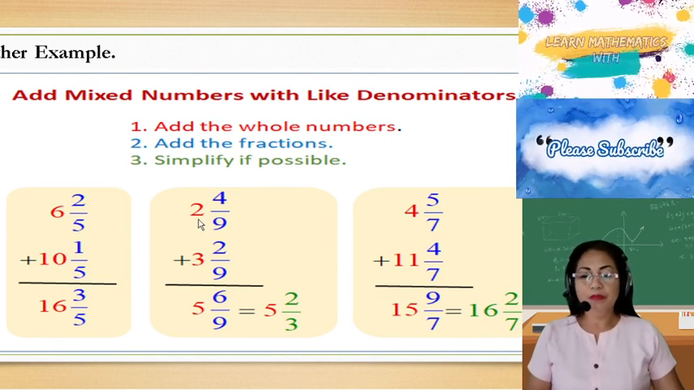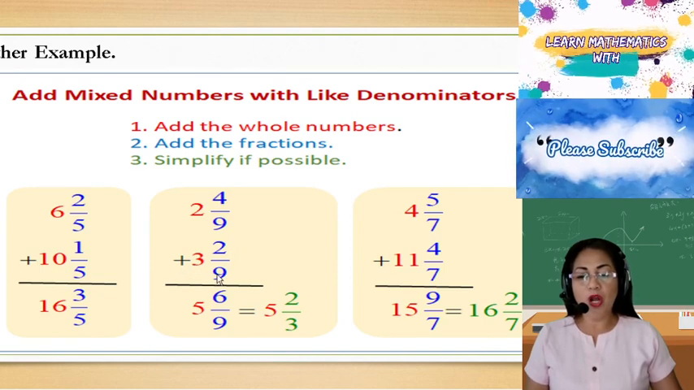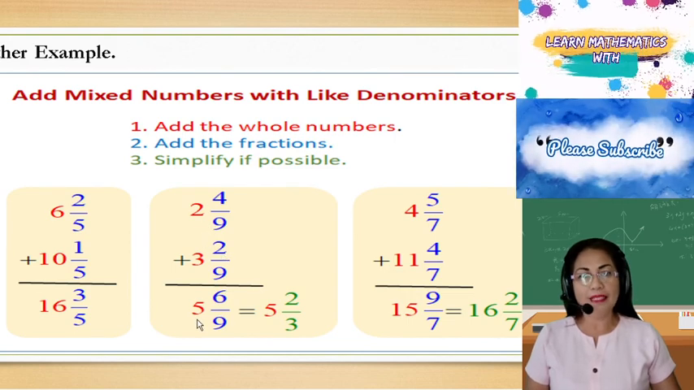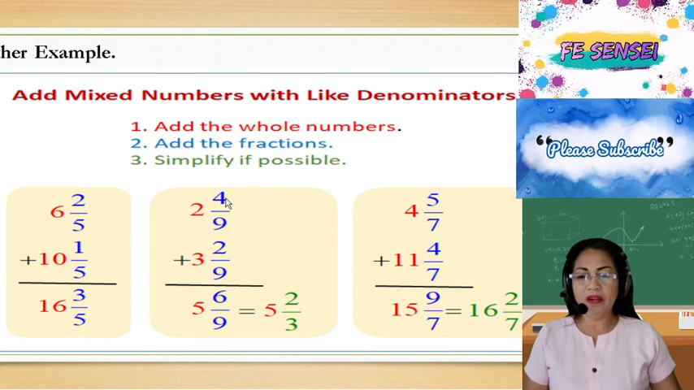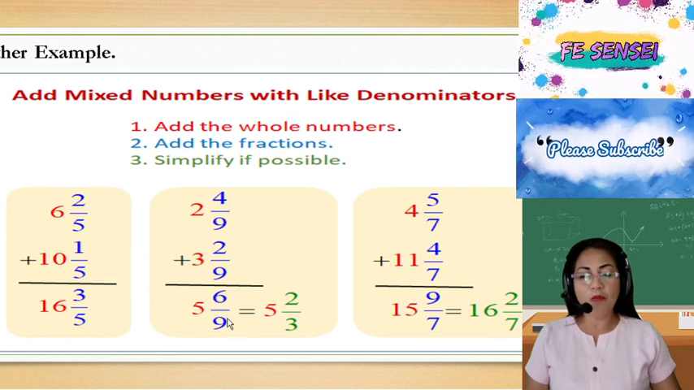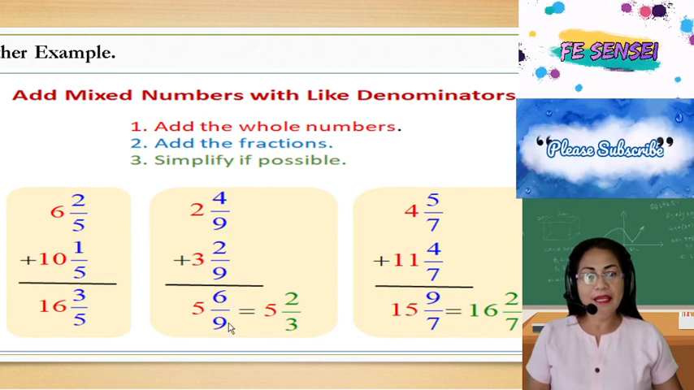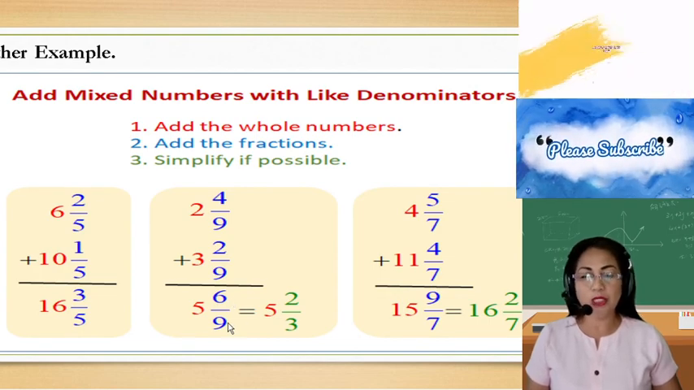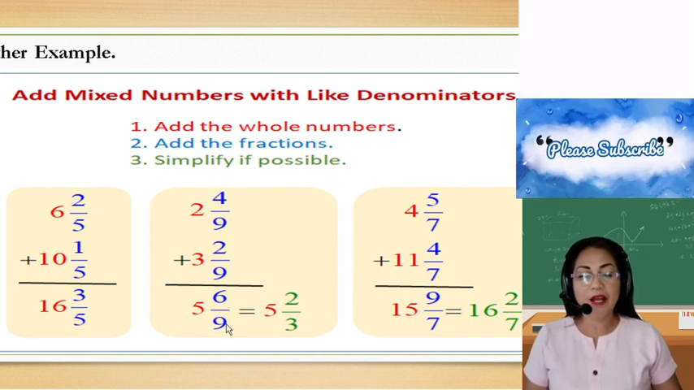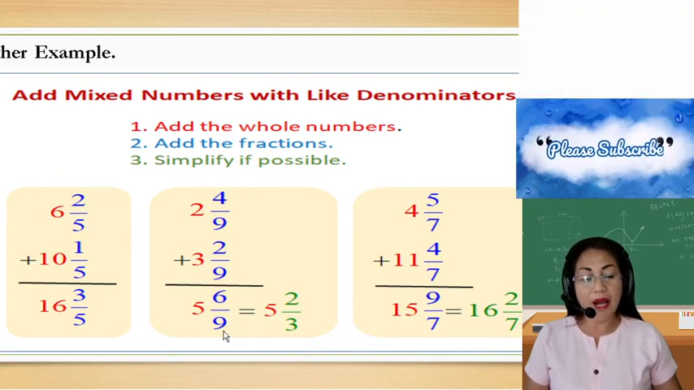Example number 2. 2 and 4/9 plus 3 and 2/9. Again, add the whole numbers. 2 plus 3 equals 5. Then add the numerators. 4 plus 2 equals 6. Copy the common denominator, which is 9. But 6 and 9 can be reduced to its lowest term. The GCF of 6 and 9 is 3. Therefore, we're going to divide 6 and 9 by 3.